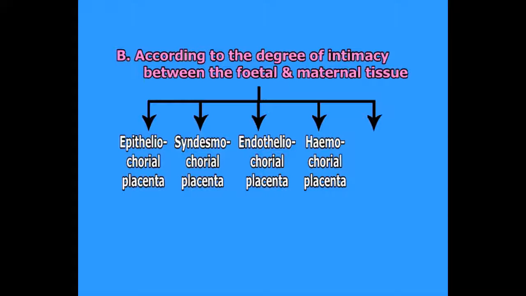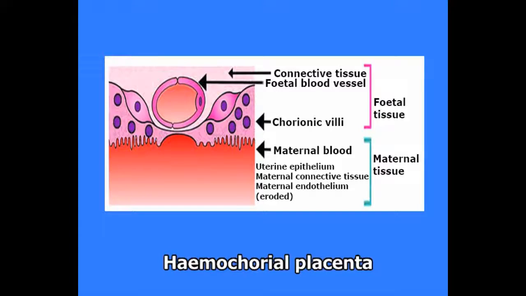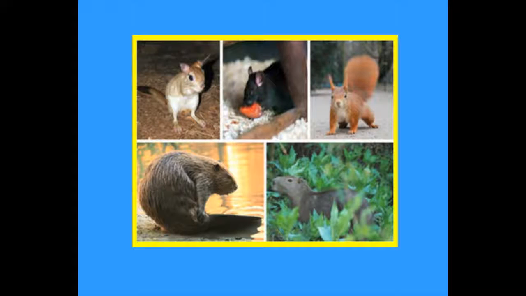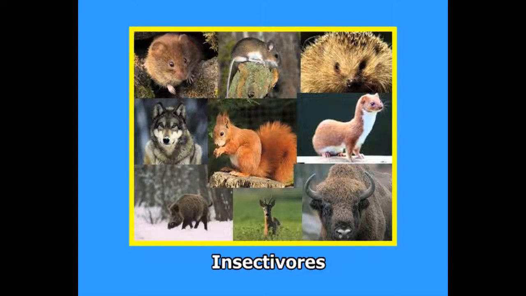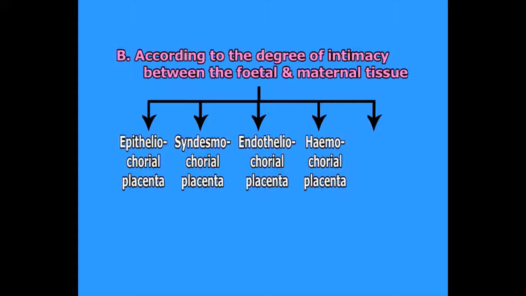Haemochorial placenta. Here, in addition to the uterine epithelium and maternal connective tissues, the maternal endothelium is also eroded. Thus, the chorionic villi directly dip in maternal blood. This type of placenta is found in lower rodents, insectivores, bats and man. Number 5.